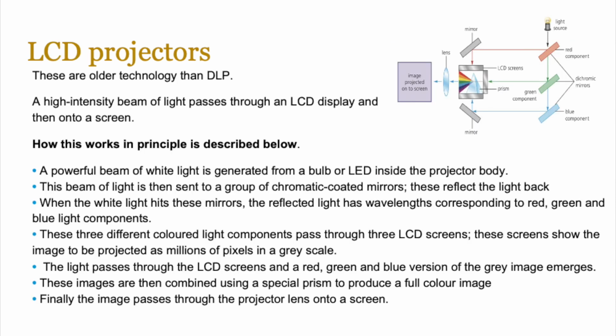Now, these are older technology than DLP. What happens with these is that a high intensity beam of light passes through an LCD display and then onto a screen. You can see that image in the top right hand corner. That visualizes the key principle of operation for LCD projectors.